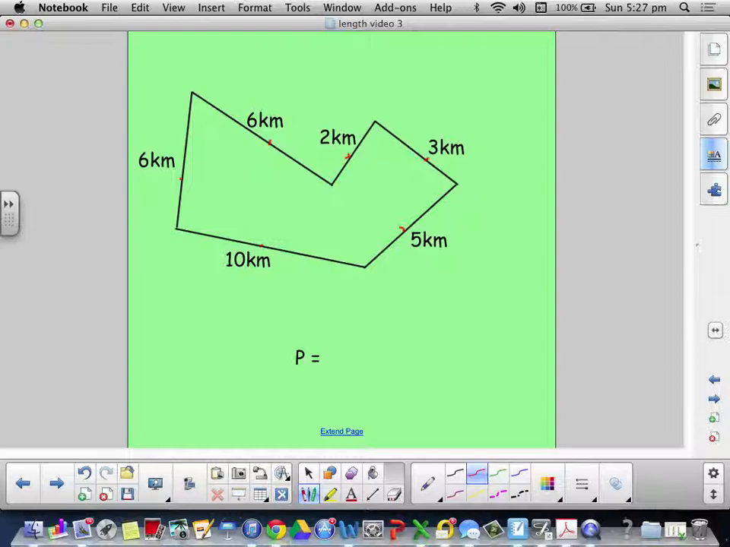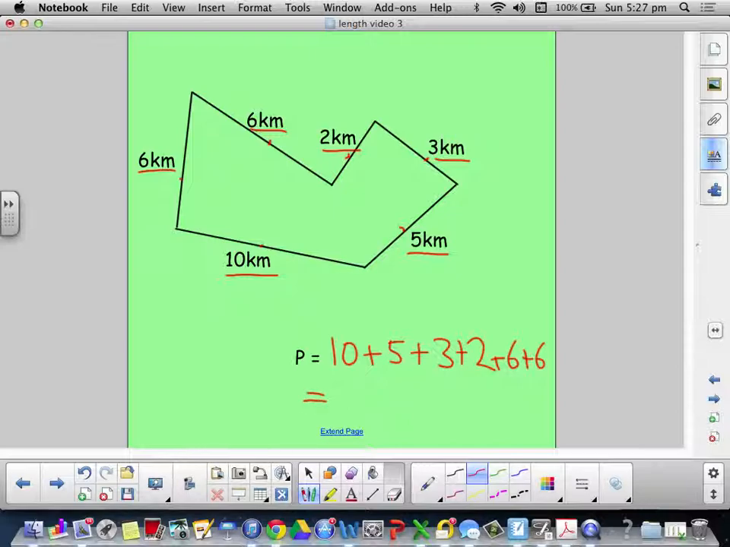Okay, where are we going to start? Let's start with the 10 because it's nice to start with 10. So we're just going to add them. I won't put the kilometres in today. So we've got 10, let's do the 5. We've got to make sure we've got all of them here. We don't want to miss any out. There's the 3, there's the 2, there's the 6. But be careful because there's another 6 there as well. So we've got to add that one in. Okay, what do you get?